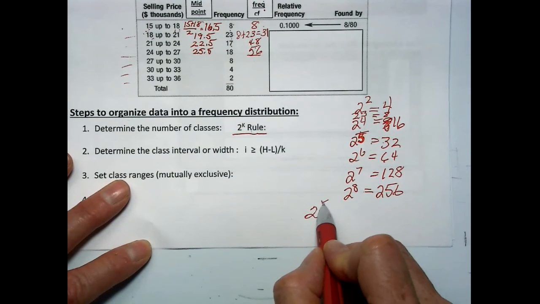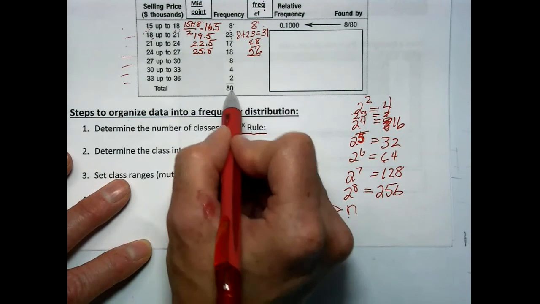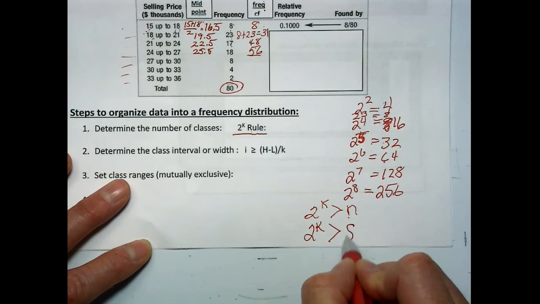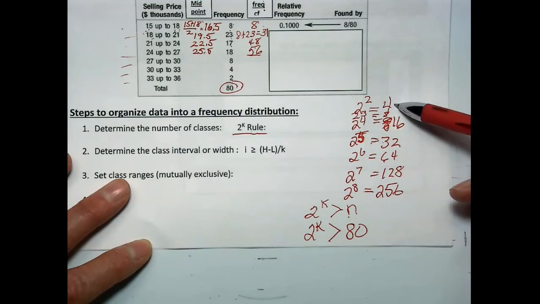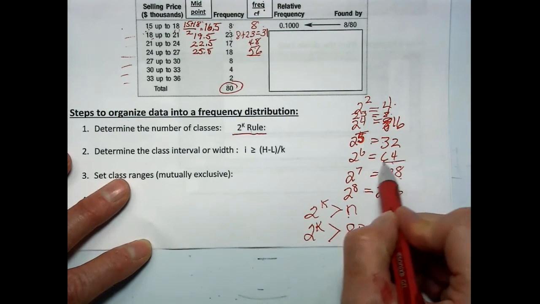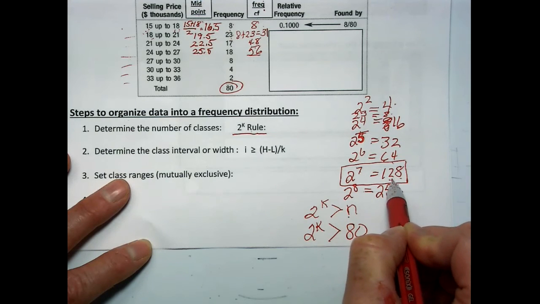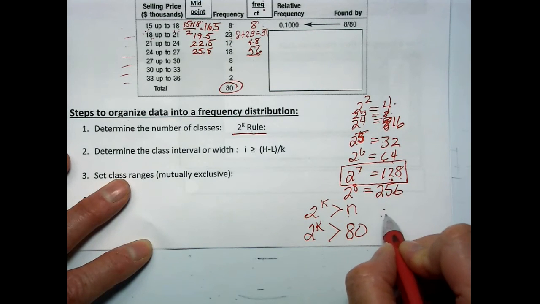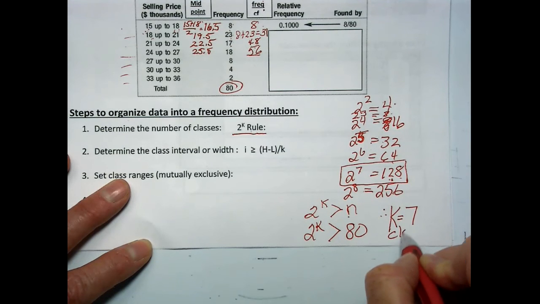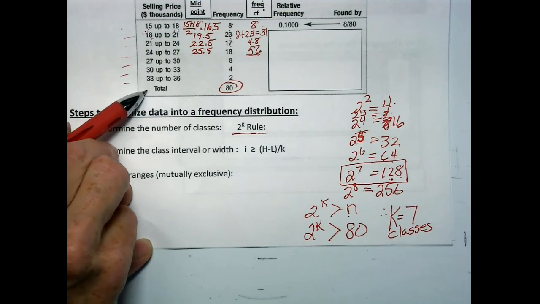2 to the k, we have to have 2 to the k greater than n. N in this case is 80. So we have to have 2 to the k greater than 80. Which one of these numbers is greater than 80? 4, 8, 16, 32, 64. Right here, this is the winner. 2 to the 7th, 128, is greater than 80. So therefore, k equals 7. 7 classes. That's how I determined there would be 7 classes here.